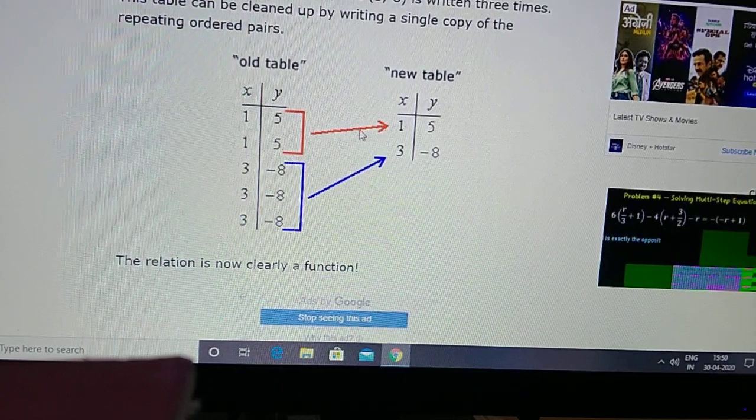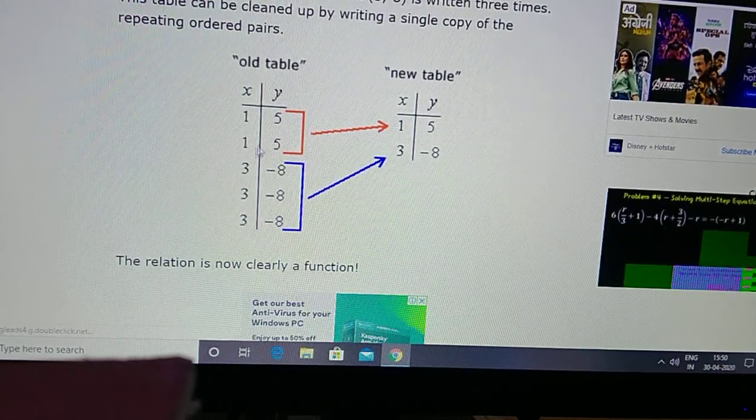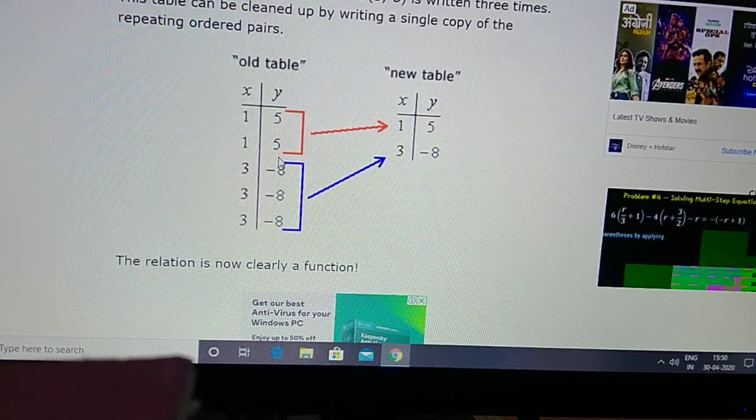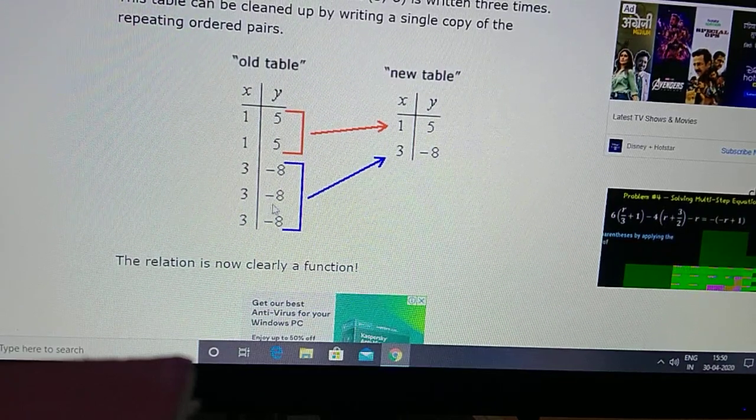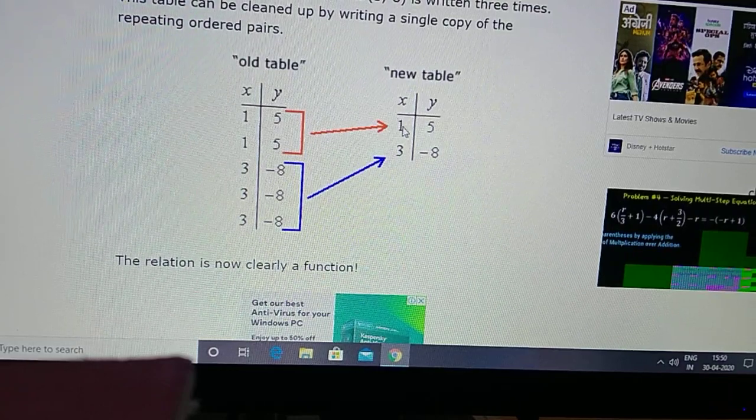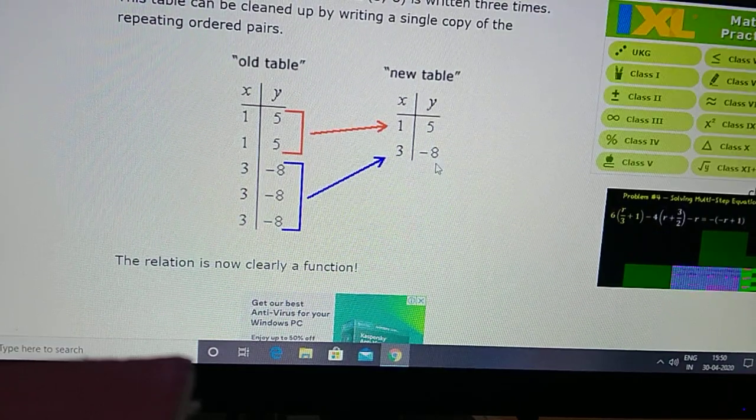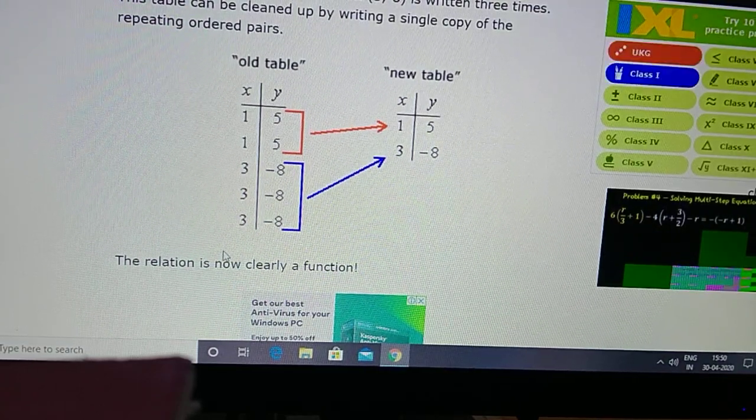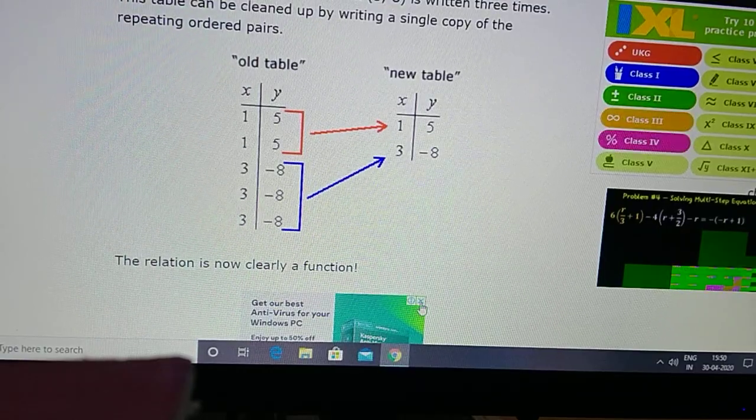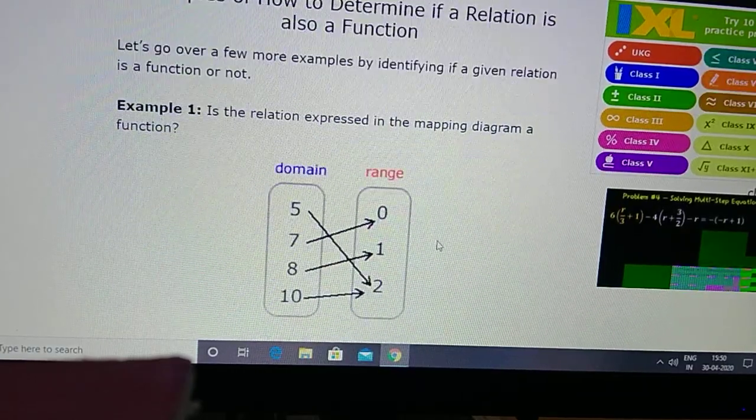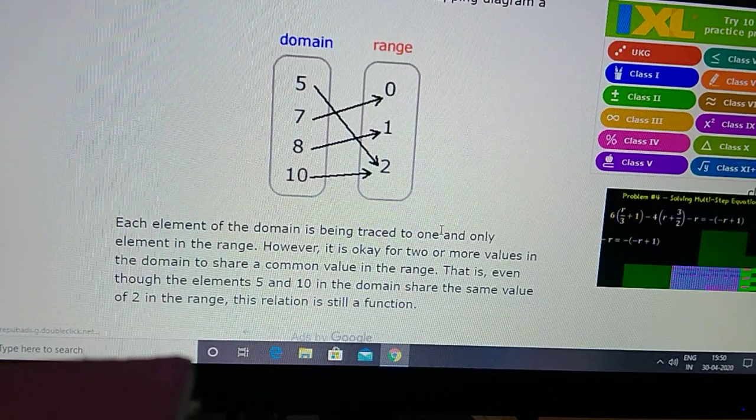If you look here, 1 5 and 1 5 are the same thing, and 3 -8, 3 -8 are the same thing. So 1 has one relation, 3 has one relation. So this is also a function. Okay, moving ahead, we have so many examples.